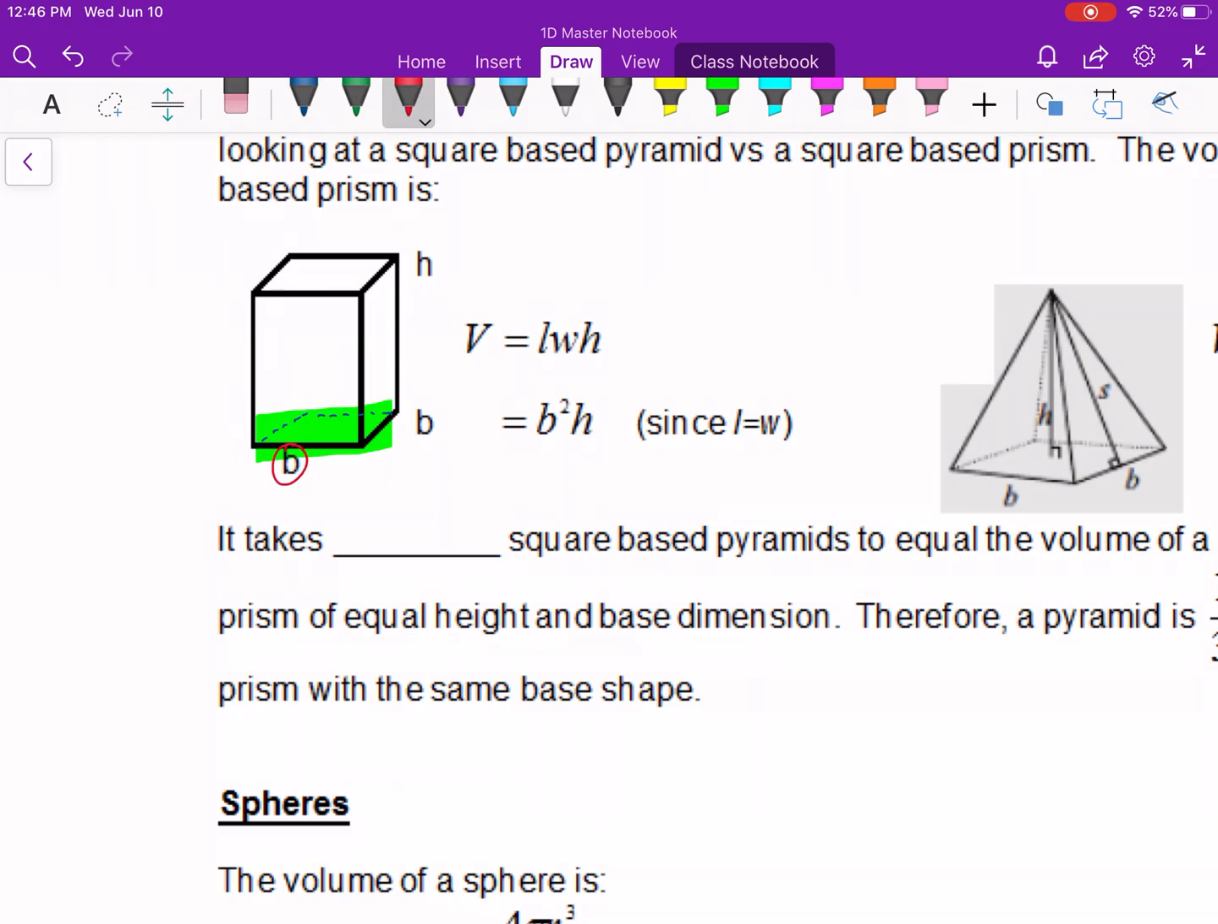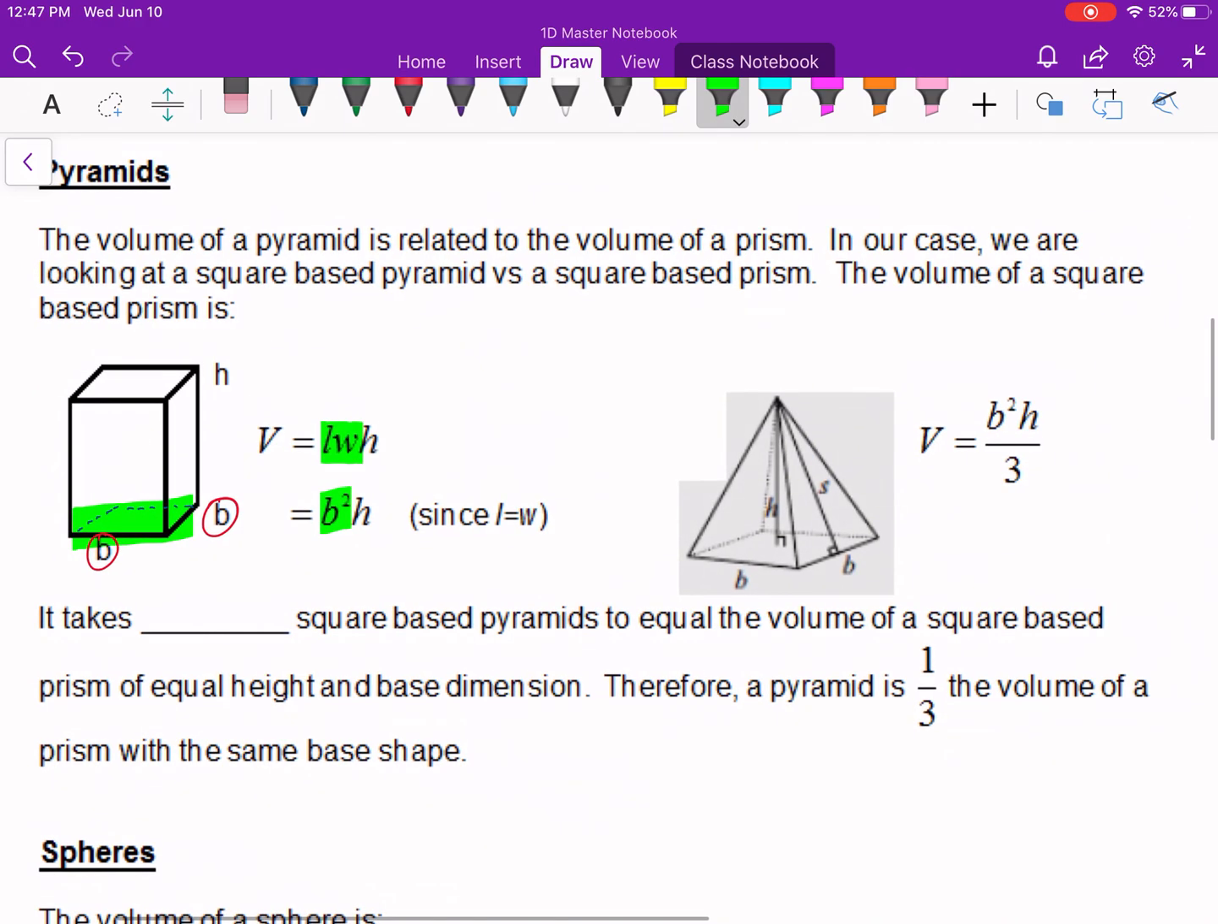So this might be the length, this might be the width, but they're both the same, so we'll just call it b for base. And so we only need to know the number once, since it's the same for both of them, and we can call it b squared. So hopefully you get what I'm saying here, that instead of length and width, since length and width are the same, we're just going to call them both b, and b times b becomes b squared. So length times width times height becomes b squared times height. That's the volume of a square-based prism.